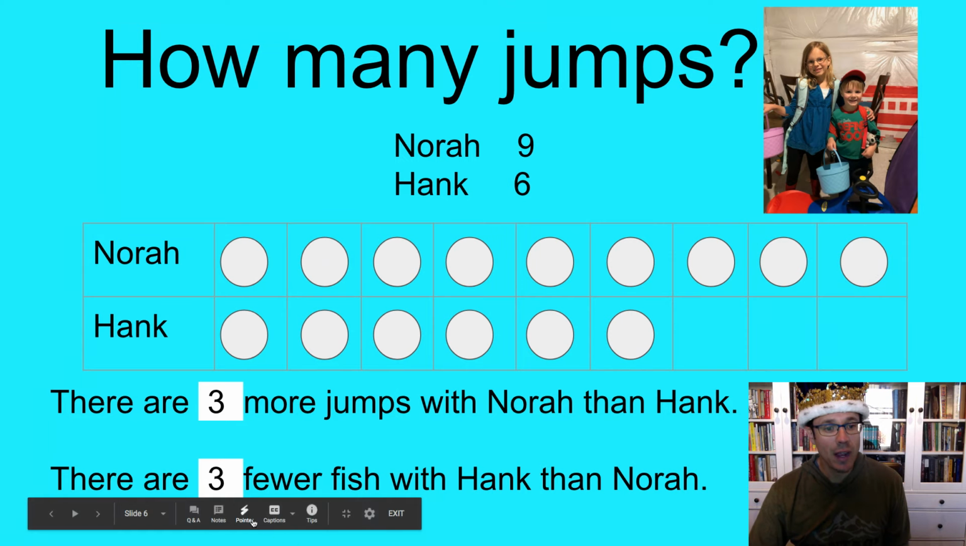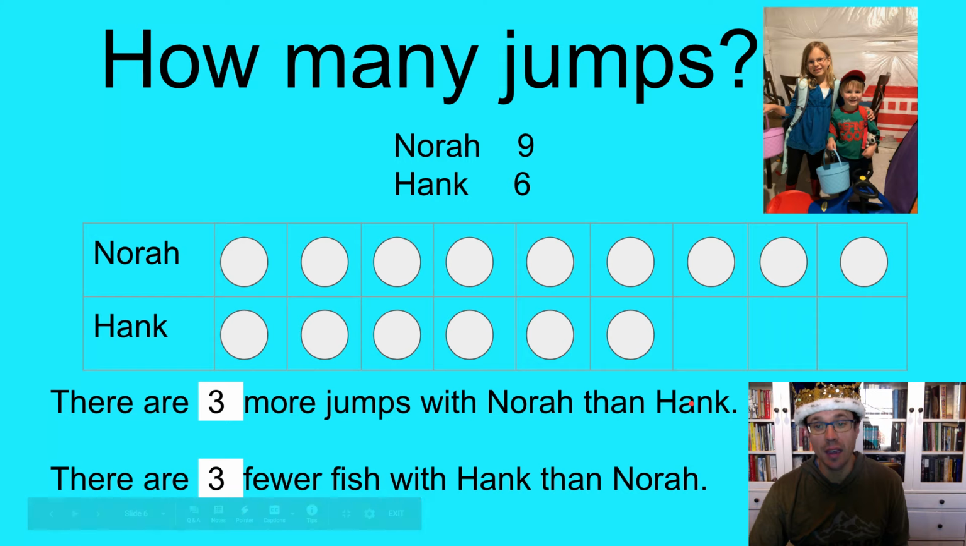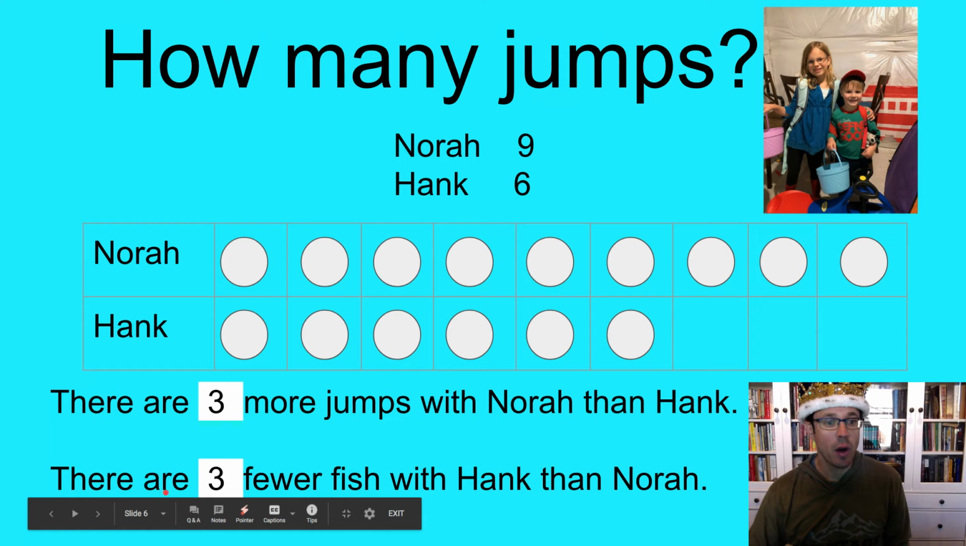And if I were to write that out and get all fancy about it, there are 3 more jumps with Nora than Hank. I can write a sentence like that to describe it, or to write my grandma and tell her how Hank and Nora were jumping. And it can go the other way as well. You can talk about the person who had fewer. And this is what it would sound like. There are 3 fewer fish with Hank than Nora.